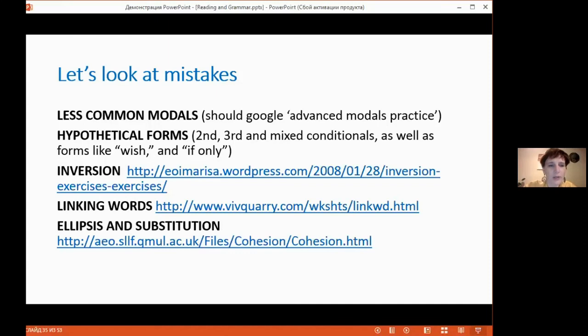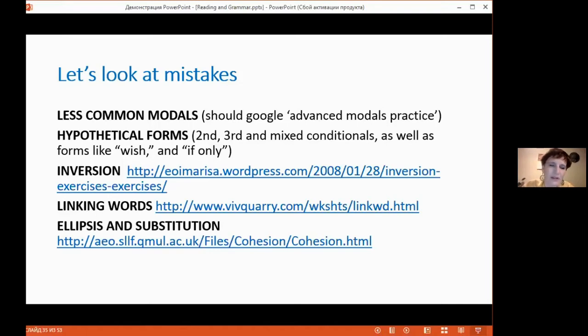So here's a list of some other things, less common modals. It's easy to remember the formation of things too. Yeah, thank you, Maria. Of course, to be or not to be, yes. But if it's a long infinitive like to have been, maybe some people forget where to put not. So, less common modals.